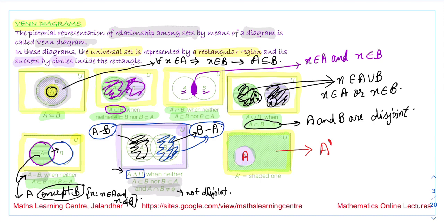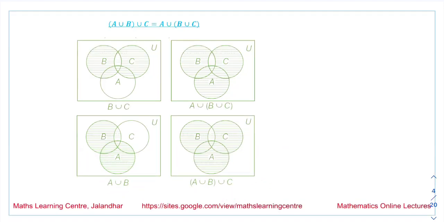Next we are going to prove some identities or laws that we have already studied using Venn diagrams. We have already proved that if we perform A union B first and then take the union with C, or perform B union C and then take the union with A, both are equal to each other. We show this with the help of a Venn diagram.